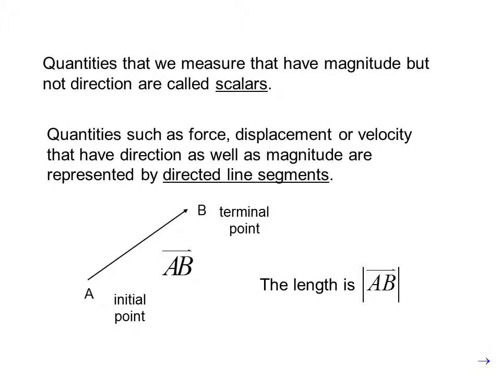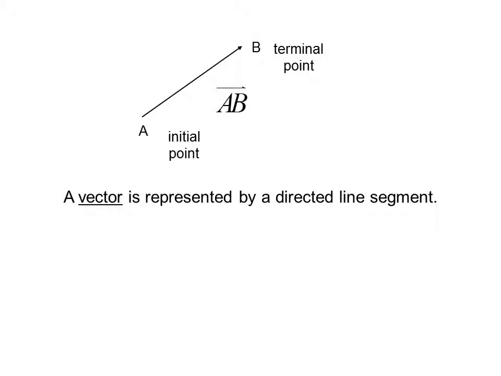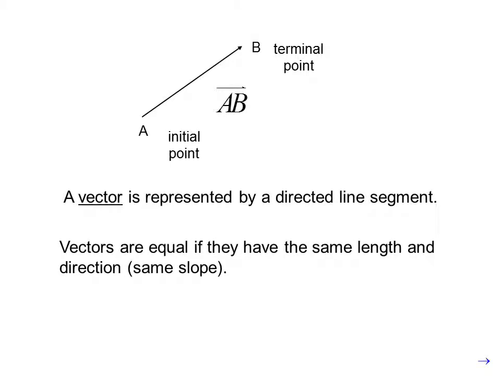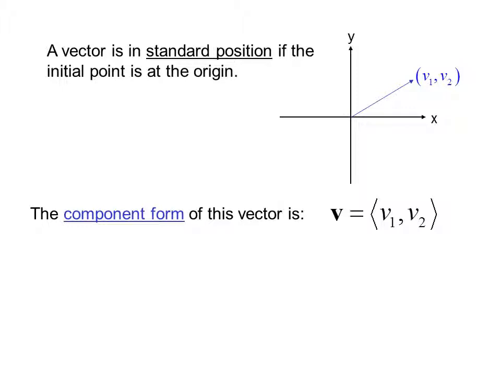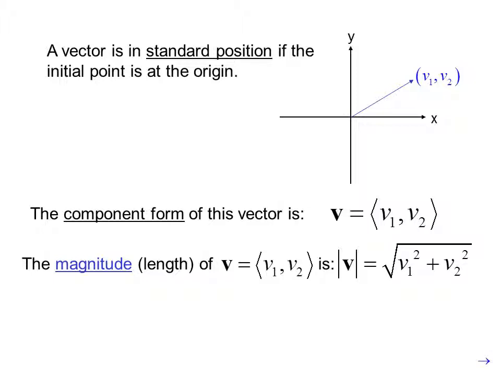The length is the magnitude of AB. A vector is represented by a directed line segment. Vectors are equal if they have the same length and direction, or same slope. A vector is in standard position if the initial point is at the origin. The component form of this vector is v equals ⟨v1, v2⟩. The magnitude or length of v equals ⟨v1, v2⟩ is the absolute value of v, which equals radical v1 squared plus v2 squared.